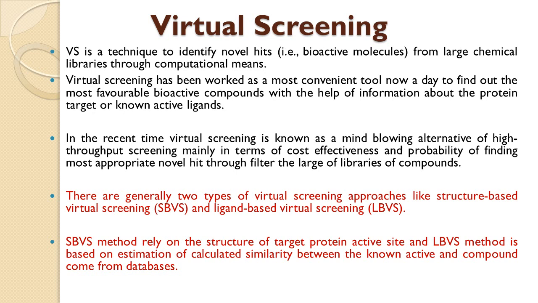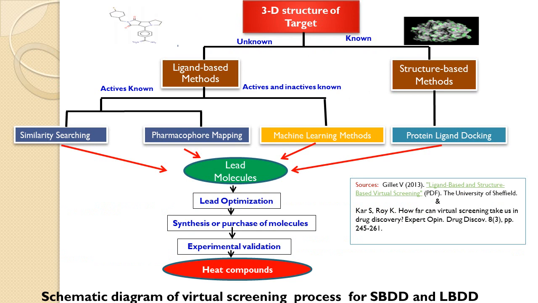There are generally two types of virtual screening approaches: structure-based virtual screening and ligand-based virtual screening. The SBVS method relies on the structure of the target protein active site, and the ligand-based virtual screening or LBVS method is based on estimation of calculated similarity between the known active and compounds coming from databases. This is a schematic diagram of the virtual screening process.